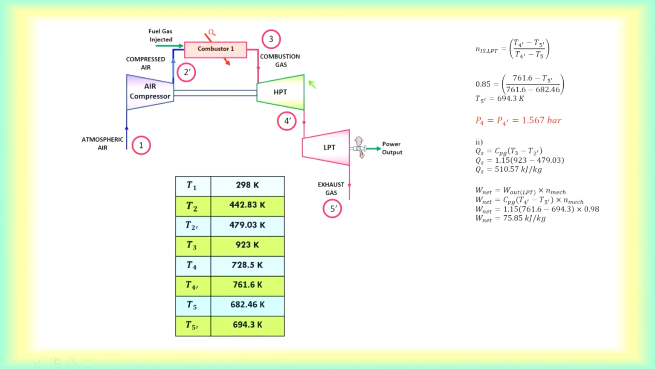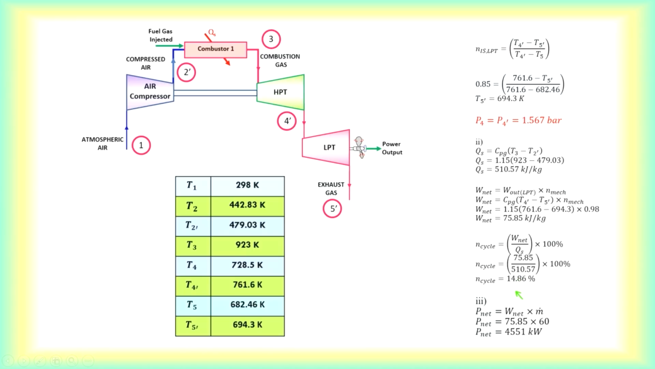Then your net work out should be based on this. Or if you don't want to use this, you take the work output of the low pressure turbine plus the work output of the high pressure turbine minus the work input of the compressor. Then multiply by the mechanical efficiency, remember 0.98, to find your net work out. Net work out over heat supply gives you the thermal or cycle efficiency of the open gas turbine cycle.